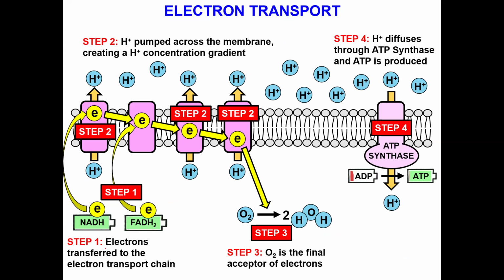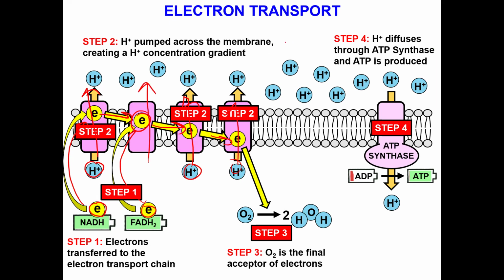You can see step 1, electron transport chain. The electrons transfer to the electron transport chain here. Again, we're taking these electrons and we're putting them into these complexes. Number 2, hydrogen pumps across the membrane, creating a hydrogen concentration gradient. Again, you can see these hydrogens are being pumped up. And the reason why they're being pumped up is due to the electrons. Again, they're transporting each other in order to activate these to pump in that hydrogen.